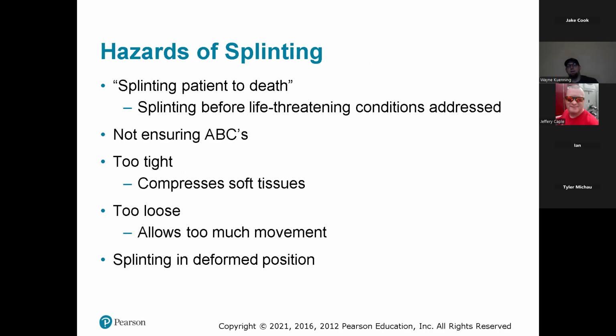The term splinting to death comes around because there's been several people distracted by a deformed ankle, and they missed the obvious open femur fracture that had an arterial bleed that they didn't address. So splinting the patient to death has happened, not ensuring the patient has adequate airway, breathing, or circulation. If you put it on too tight, it compresses soft tissues. If you put it on too loose, it allows for too much movement. Splint in the deformed position as best as you can, as long as it has a pulse.